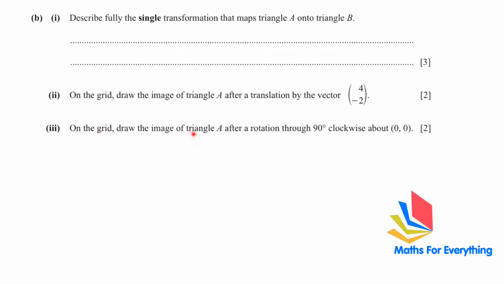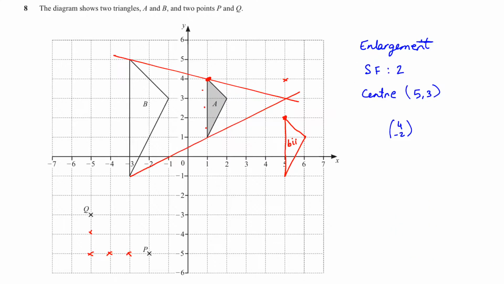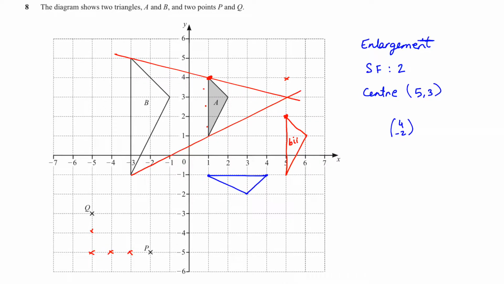B3. On the grid, draw the image of triangle A after rotation through 90 degrees clockwise about 0, 0. So this triangle we have to rotate clockwise. Clockwise is this way. Use a tracing paper and plot the triangle and then turn it 90 degrees. This is how your triangle will look like after rotation.